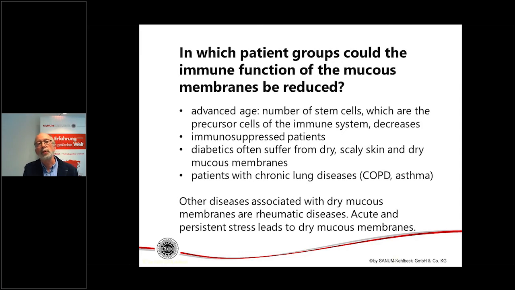Other diseases associated with dry mucous membranes are rheumatic diseases. Also, acute and persistent stress, which causes less saliva to be produced, leads to dry mucous membranes.